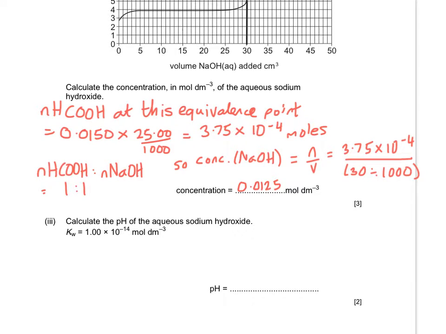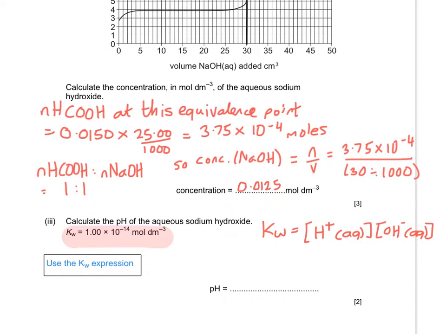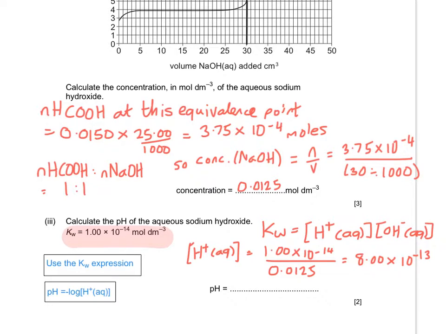So let's now have another look at the next part of the question. It asks you to calculate the pH of the aqueous sodium hydroxide, but it gives you the Kw value, so this means use the Kw expression. So we know that Kw is the concentration of hydrogen ions times the concentration of hydroxide ions. Rearranging the equation so that the concentration of H+ is the subject, you get the concentration of H+ equals 1 times 10 to the minus 14 over 0.025, which gives you 8 times 10 to the minus 13. And plugging that into the pH expression at the bottom left hand corner of the screen, this gives us a pH of 12.10, which is what you'd expect for a strong base or a strong alkali like sodium hydroxide.